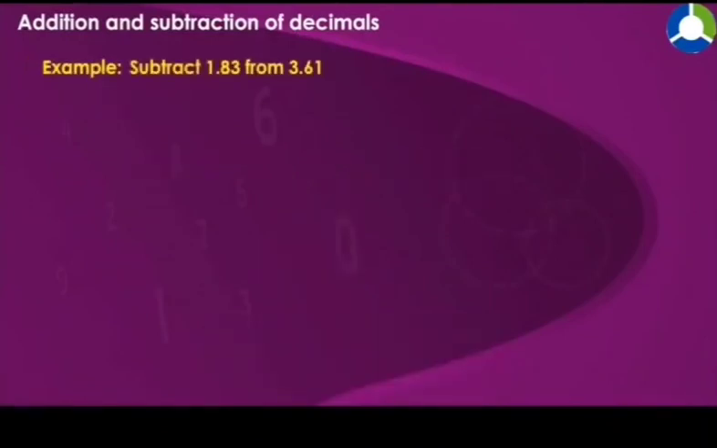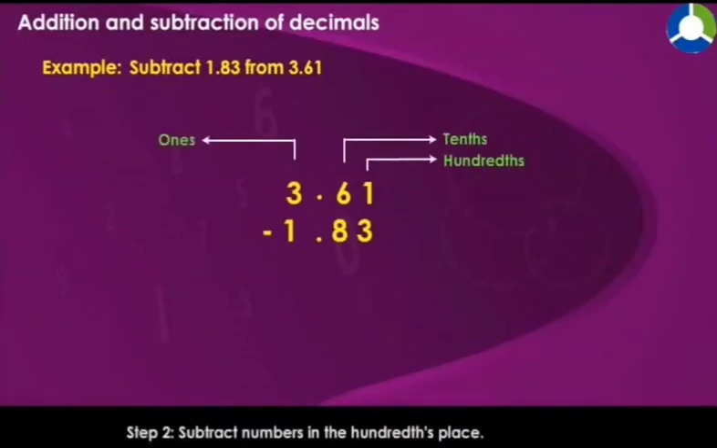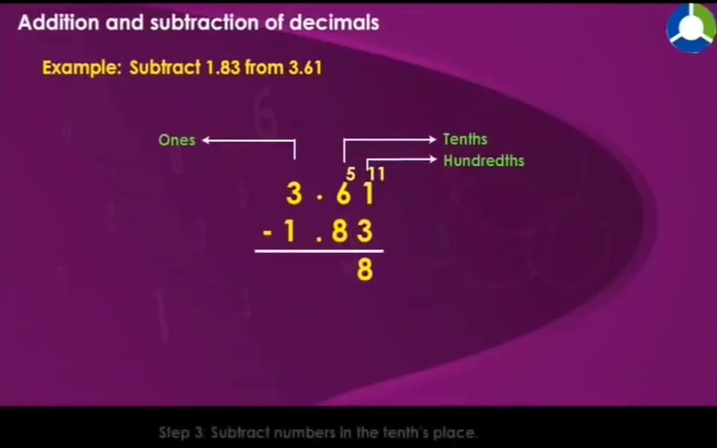Example, subtract 1.83 from 3.61. Step 1, again arrange the numbers. Step 2, subtract numbers in the hundredths place. That is, 1 is smaller than 3, so borrow 1 from the tenths place. 1 tenth is 10 hundredths, plus 1 equals 11 hundredths. 11 minus 3 equals 8.